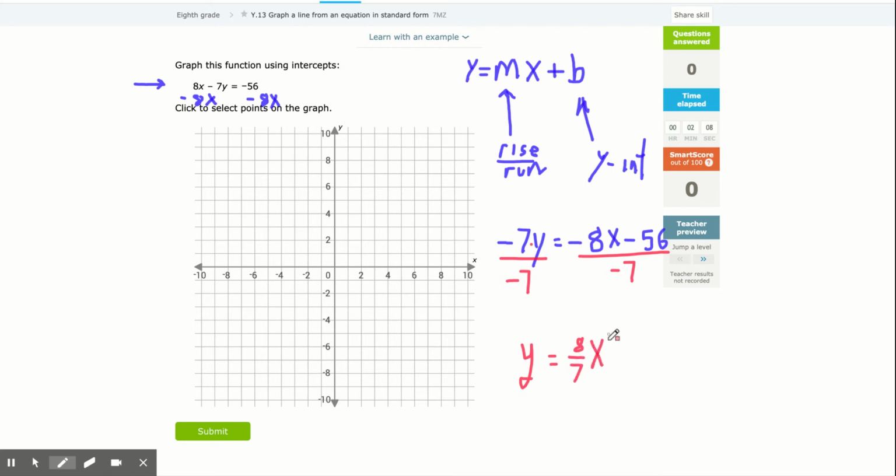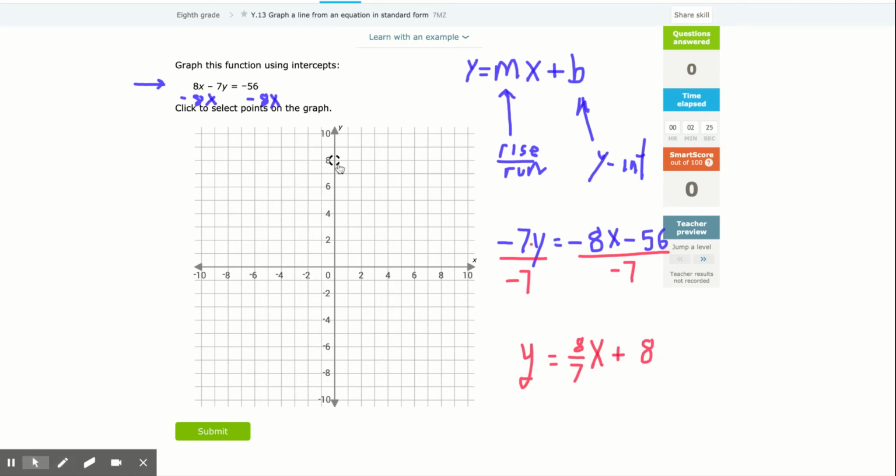x. Now remember that x, just because it's on the top here, doesn't mean I can't put it behind, just as long as you don't put it underneath the fraction. And then a negative times a negative becomes a positive. 56 divided by 7 is 8. So that lets me know now that I have a y-intercept of 8.